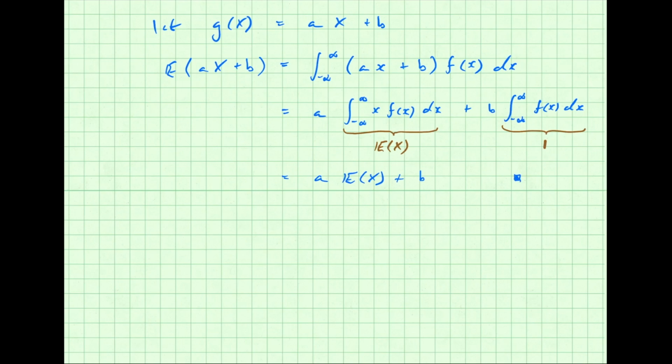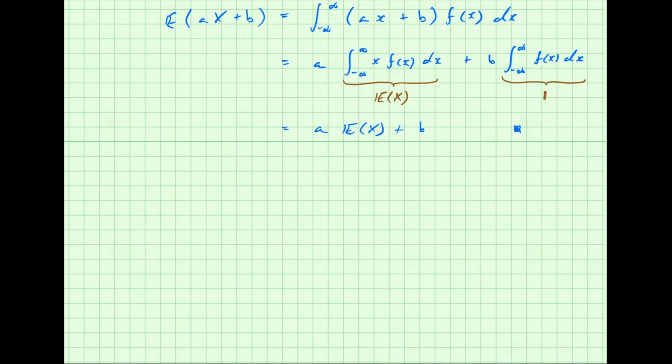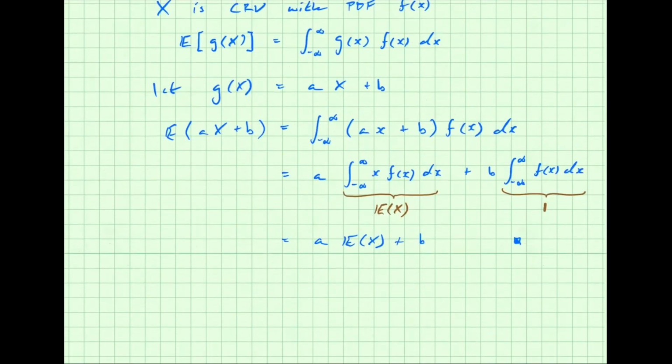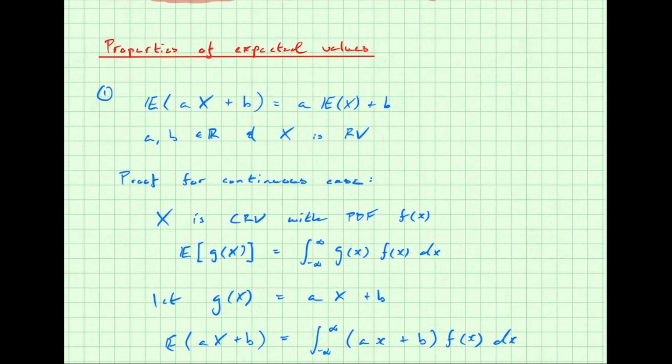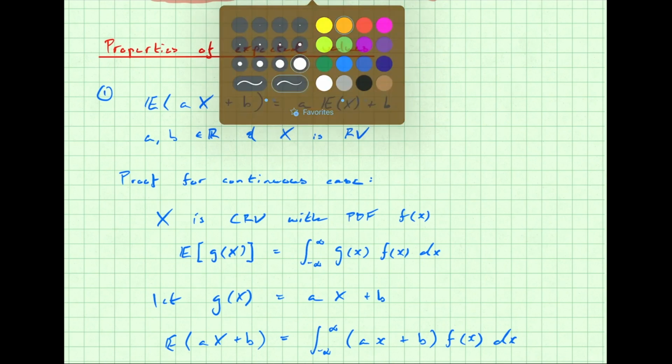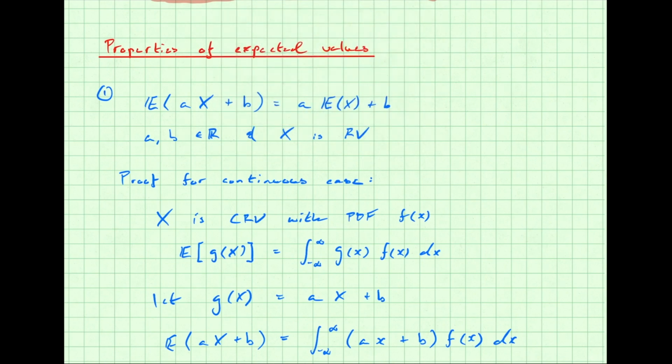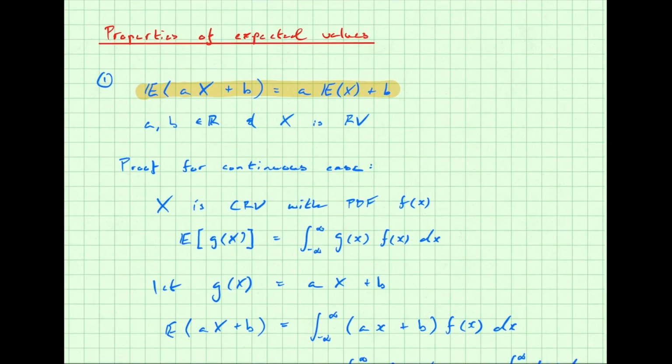That's only proving it in the case of a continuous random variable, but you should be able to prove it for a discrete one basically the same way. So I'll leave that one to you. The discrete random variable proof I'll leave to you. So this is one of these properties up here. I should probably highlight it. It's kind of important. Right, so that's property number 1.